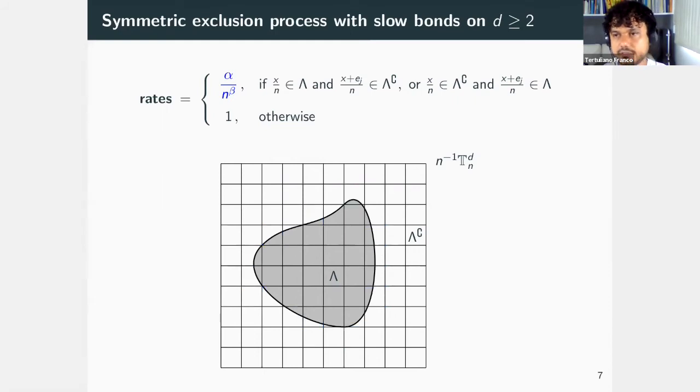To state the result, we need to define the normal exterior unitary vector. Given a point u in the boundary of lambda, and lambda is a region of the continuous torus. It's not discrete, it's continuous. If u belongs to the boundary of lambda, zeta of u denotes the normal exterior unitary vector at that point. So let's see the result.